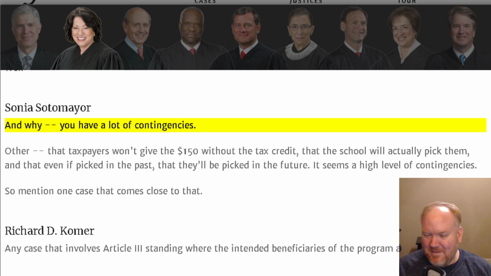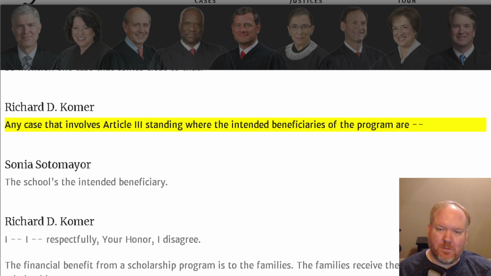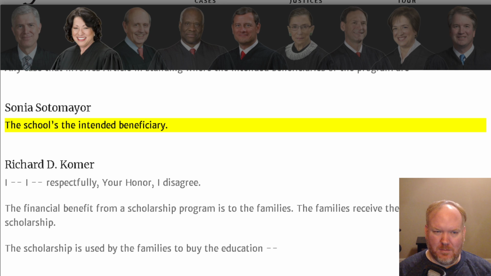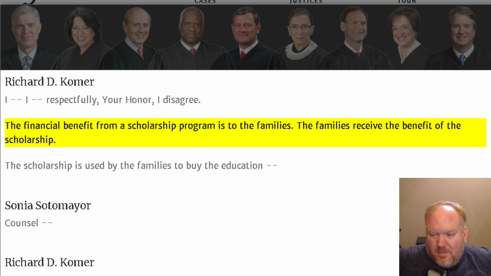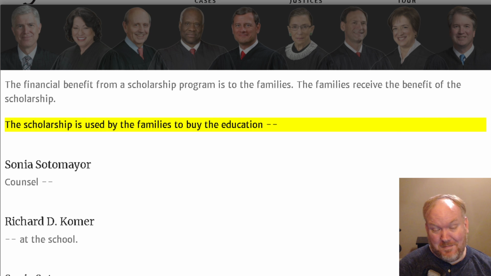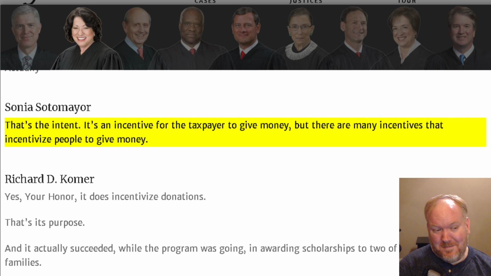Wow. And why you have a lot of contingencies. That taxpayers won't give the $150 without the tax credit, that the school will actually pick them, and that even if picked in the past, that they'll be picked in the future. Seems a high level of contingencies. So mention one case that comes close to that, any case that involves Article III standing where the intended beneficiaries of the program. The school's the intended beneficiary. I respectfully, Your Honor, I disagree. The financial benefit from a scholarship program is to the families. The families receive the benefit of the scholarship. The scholarship is used by the families to buy the education. The financial benefit is to the taxpayer who gets a tax credit. Actually, that's the intent.